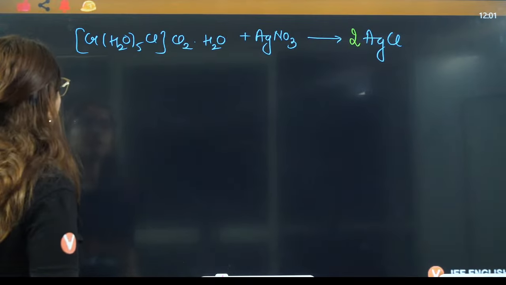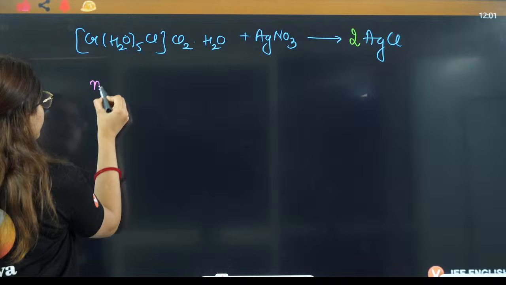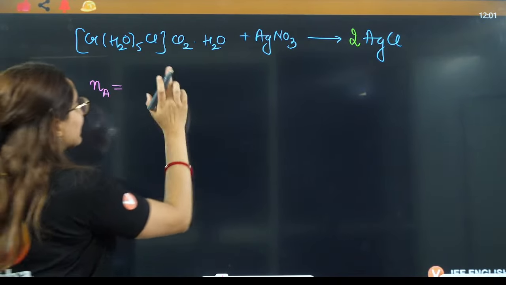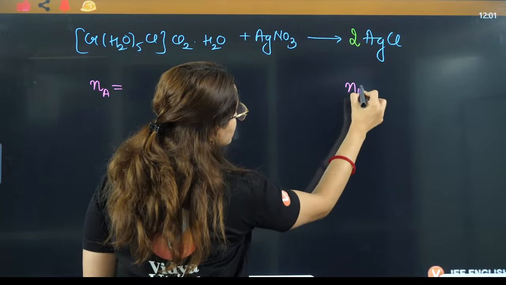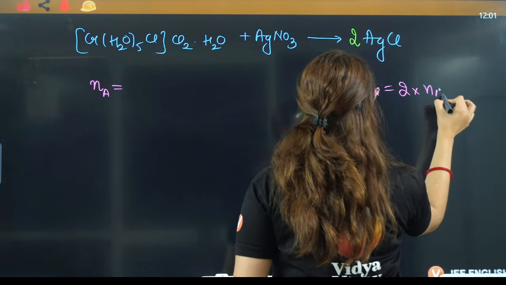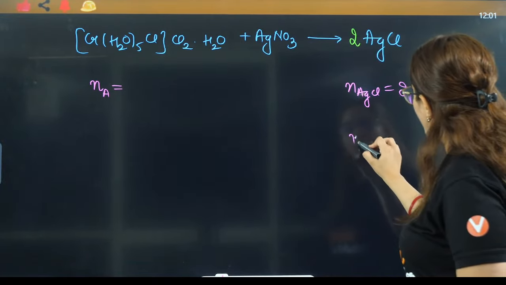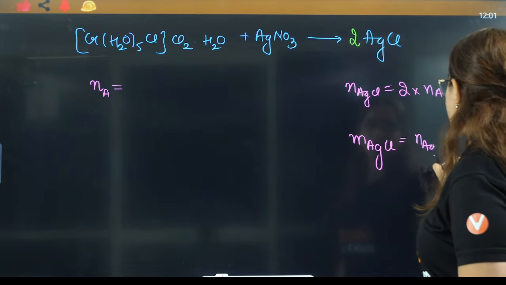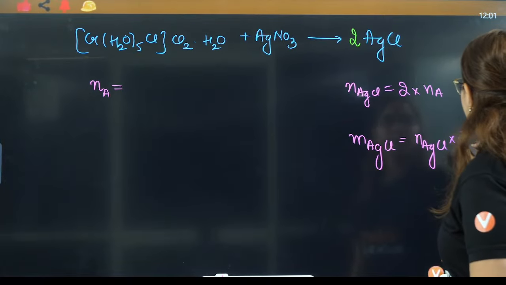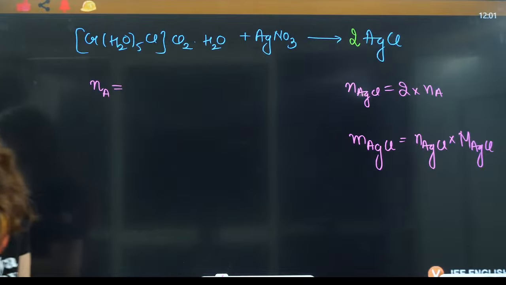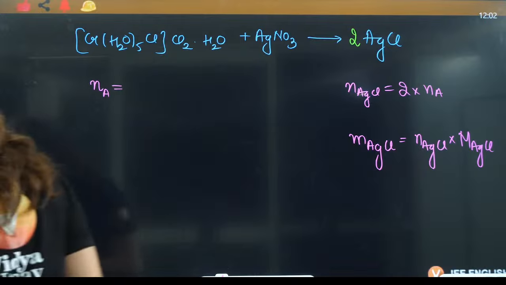So what you have to do here, first you have to calculate the number of moles of, let's say this compound is A. Number of moles of AgCl will be 2 into number of moles of A, right? Then the mass of AgCl will be number of moles of AgCl multiplied by molar mass of AgCl. That's how you will calculate this. That is properly mole concept here. Okay, so I'll just directly give you the answer here.